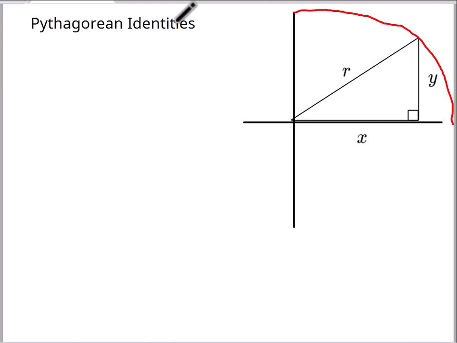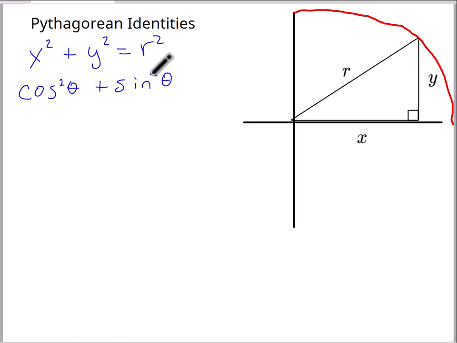All right, then we also have these identities called the Pythagorean identities. Knowing what we know about the Pythagorean theorem, a squared plus b squared equals c squared, or x squared plus y squared equals r squared, this is where we'll start today. We know that x and y, like we just saw on the previous slide, are actually cosine and sine, so cosine squared plus sine squared. And this is just the way we write this.